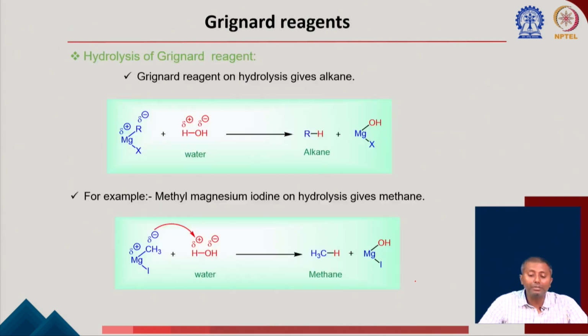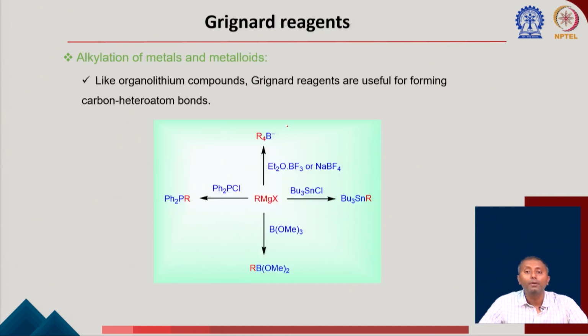Again, if you have any water, or if you are careless while synthesizing the Grignard, then the Grignard gets quenched to alkane. So you have to be very careful when you are making a Grignard. You should make sure your glassware is completely dry. Then the Grignard reagent can participate in alkylation.